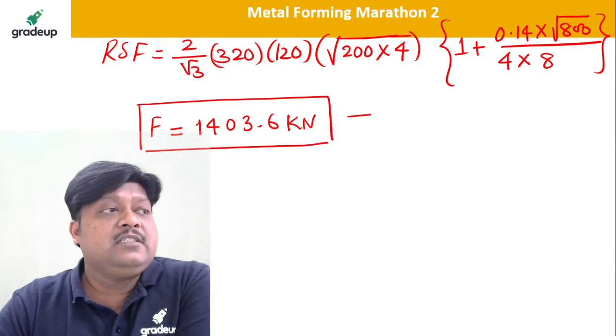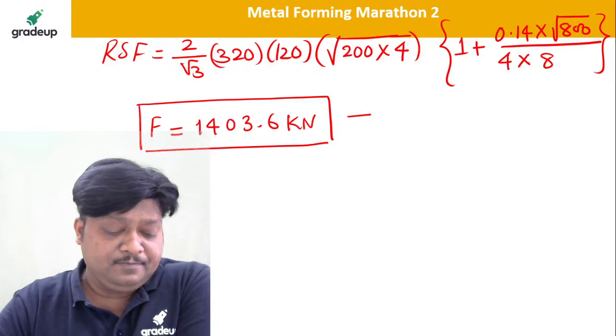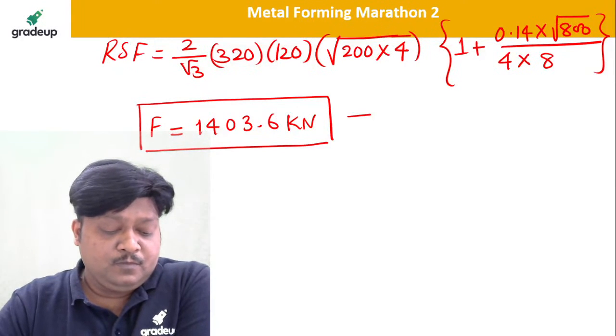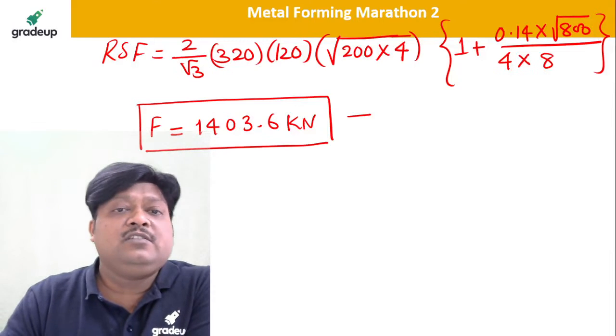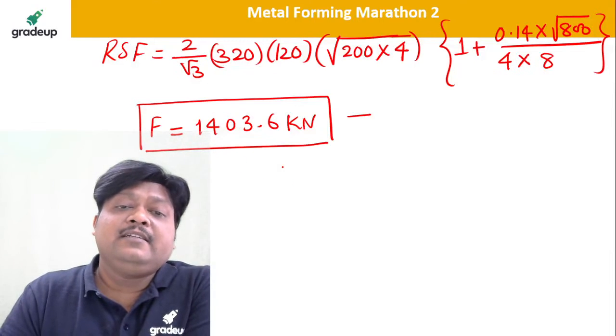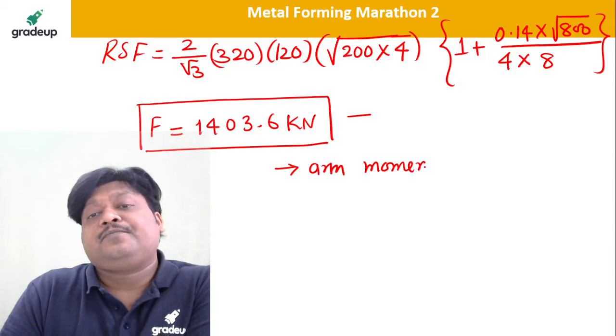Yes, dear students, do the calculations. Okay, 1409. Okay, fine. So once you get this force, now what is that? Arm movement, which is lambda times LP.